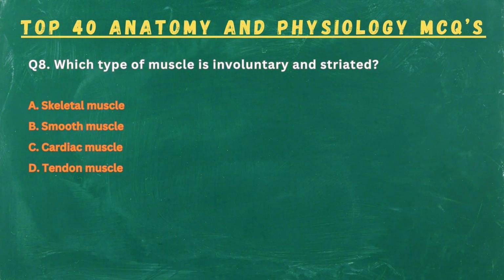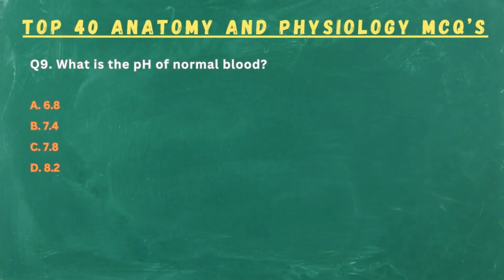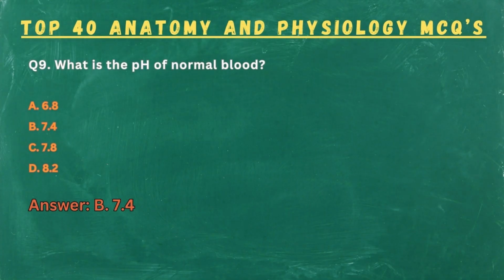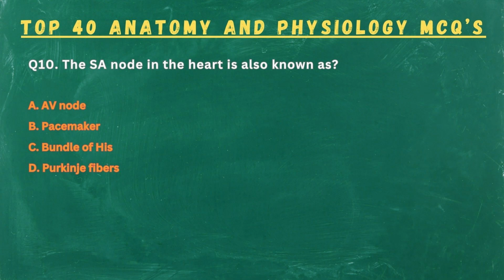Q8. Which type of muscle is involuntary and striated? A. Skeletal muscle. B. Smooth muscle. C. Cardiac muscle. D. Tendon muscle. Answer: C. Cardiac muscle. Q9. What is the pH of normal blood? A. 6.8. B. 7.4. C. 7.8. D. 8.2. Answer: B. 7.4.